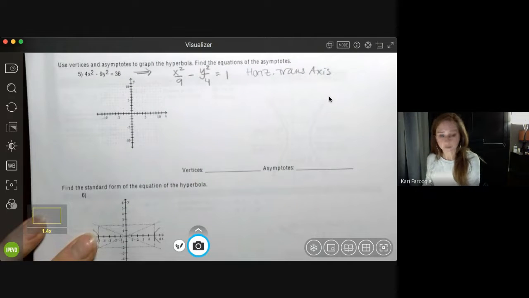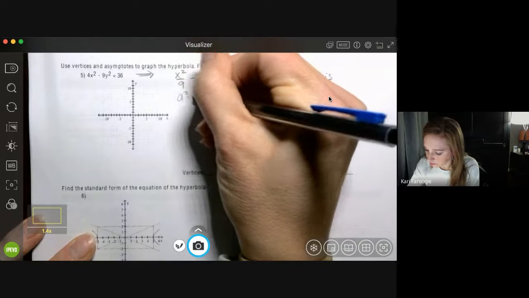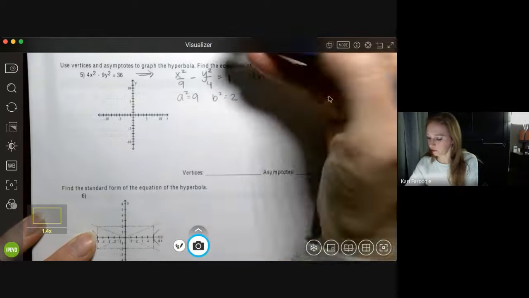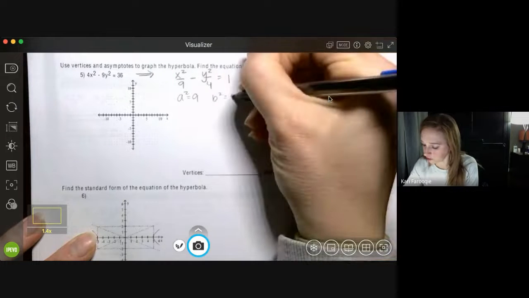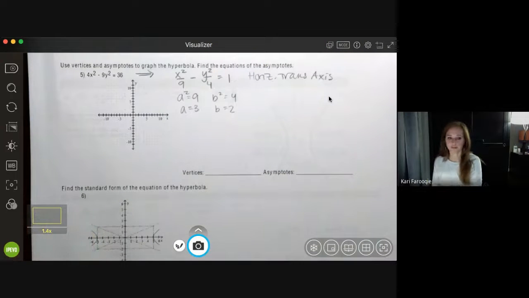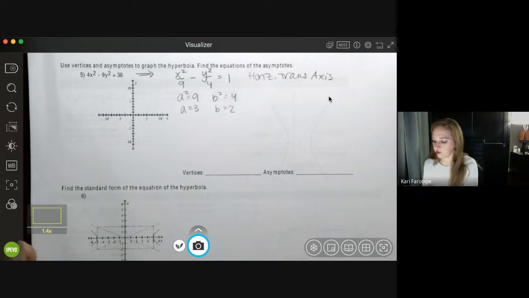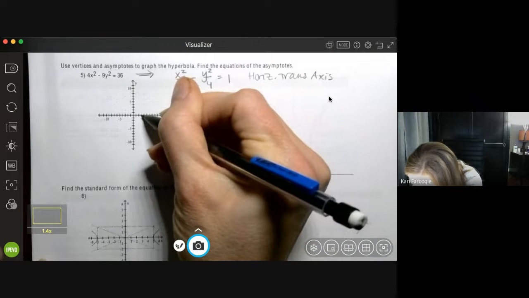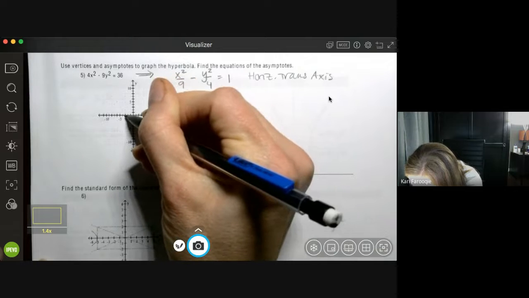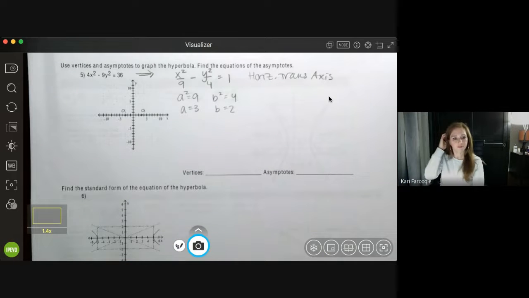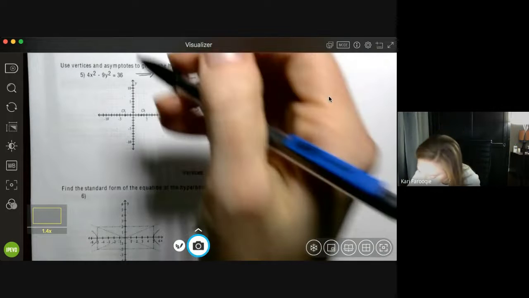All right. A squared is 9. B squared is 4. A is 3, B is 2. Okay, so these are the values you need for the box. Because it's a horizontal transverse axis, your value for A is left and right of the origin 3 units. So these are your vertices. And then you're going to go up 2 units.